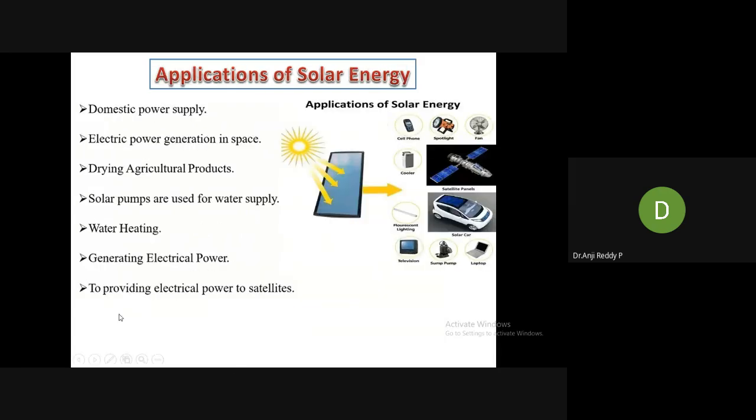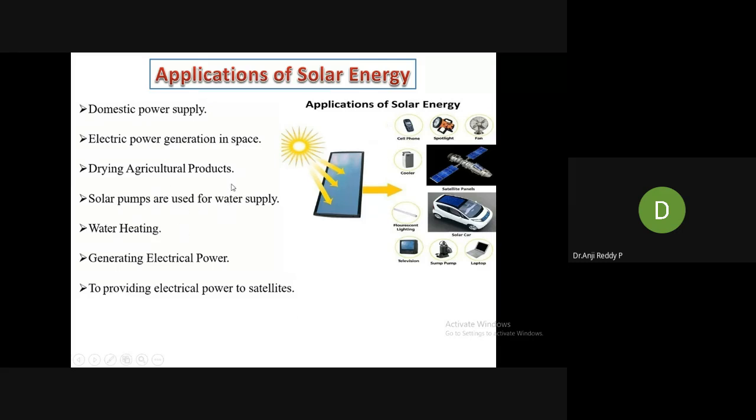Where do we use solar energy? Main applications: domestic power supply, electric power generation in space. In space also, we are using solar cell energy. Drying agricultural products. Solar pumps are used for water supply, water heating, that means water heaters, and generating electric power to provide power to satellites. And other applications: cell phones, spotlights, fans, coolers, satellite panels, solar cars, fluorescent lighting, television, sump pump, laptop. These are all different applications of solar energy.